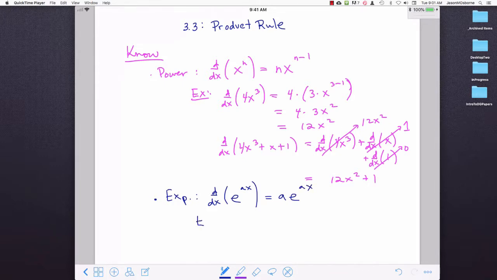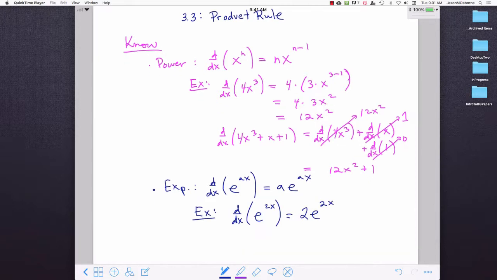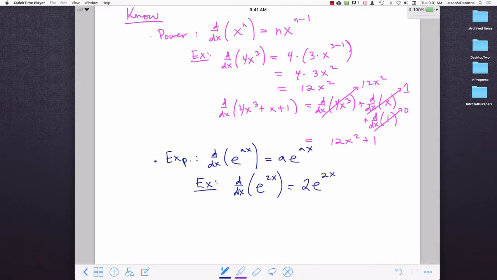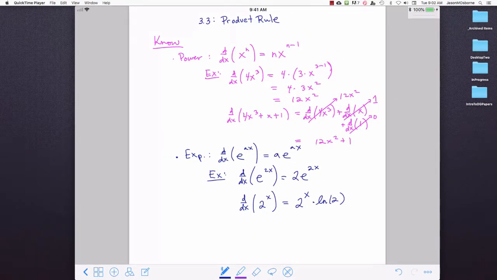So for example, we know that the derivative of e to the 2x is 2e to the 2x. We also know that the derivative of 2 to the x is 2 to the x times the natural logarithm of 2. So these are things that we know from prior to this video.